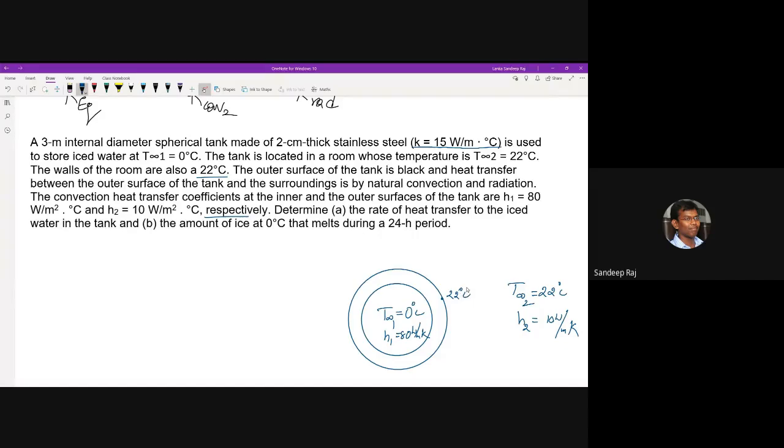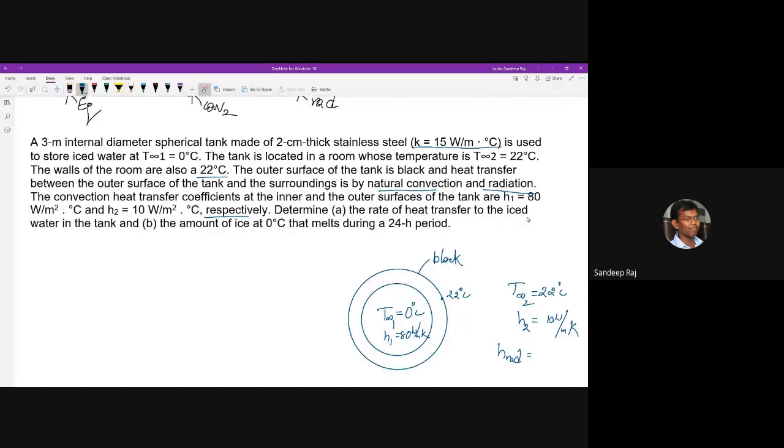It's 22 degrees centigrade. And then the outer surface of the tank is black, and the heat transfer between the outer surface of the tank and the surroundings is happening by natural convection, that is H, and radiation, that is H radiation, is also present here. That's what he is saying. And the convection heat transfer coefficients at the inner and the outer surfaces of the tank are given as so and so. You have written it.